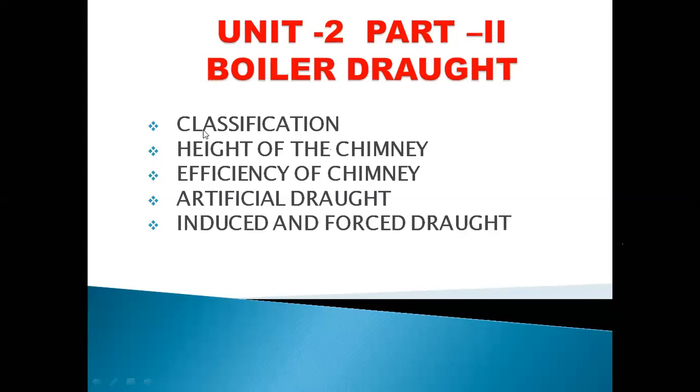We'll be discussing the classification of different types of draughts, like natural draught and artificial draught. Then how to decide the height of the chimney. You see those very tall structures when you go towards Chennai from Nellore, that is the Ennore power plant. Those are your chimneys, which are hyperbolic in shape. We'll discuss the chimney height, how to improve the efficiency of a chimney, and how to create a draught or pressure difference, like induced or forced. We'll discuss each and every topic in the coming classes.